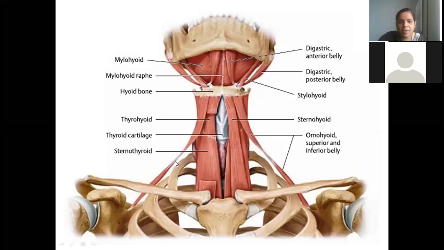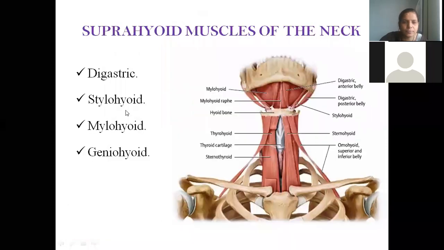So overall, these are flat muscles, also called ribbon muscles. Sternohyoid, sternothyroid, thyrohyoid, and superior belly of omohyoid. These are the muscles we see in the muscular triangle.